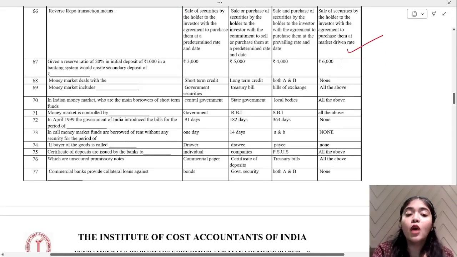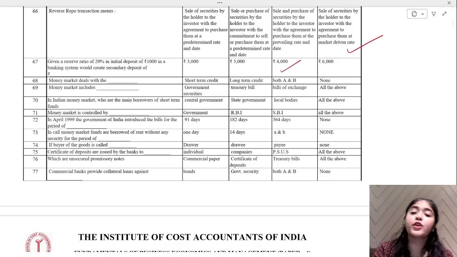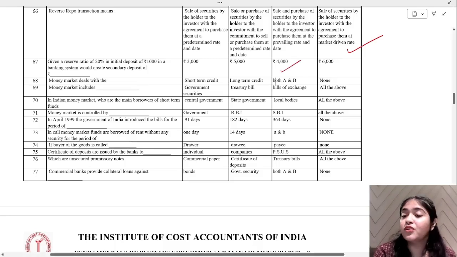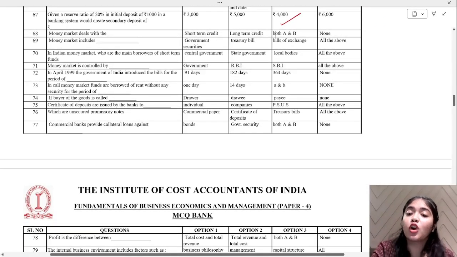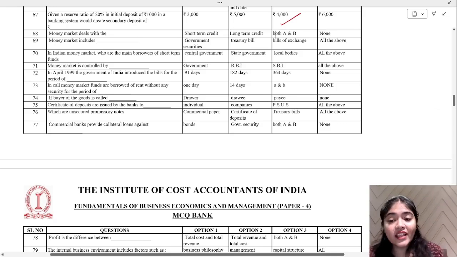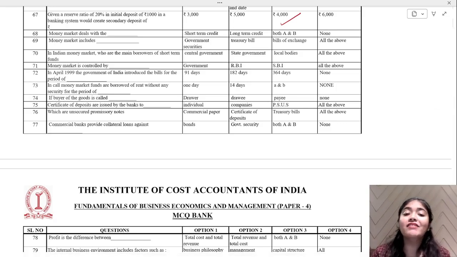a banking system would create secondary deposit of how much? Yes, calculate it and tell me. Very good, correct. It is going to create a secondary deposit of rupees 4000. Money market deals with short-term credit, long-term credit, both A and B, or none. Yes, money market will deal with short-term credit. Money is the fast-moving thing.